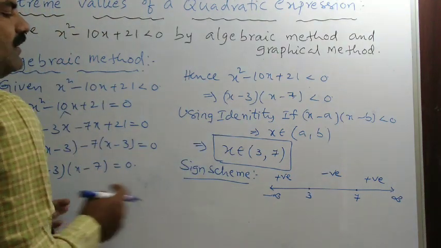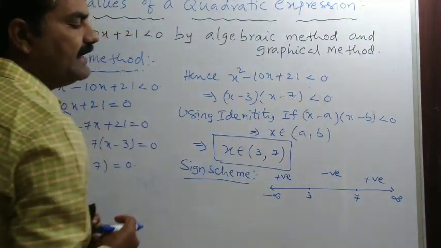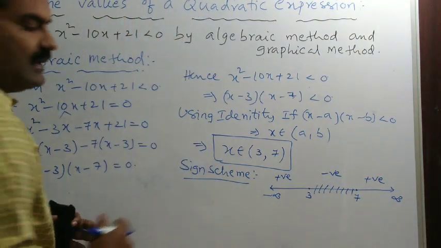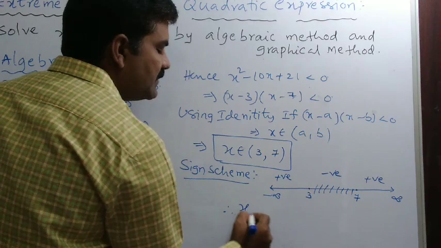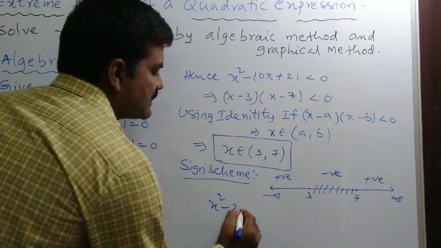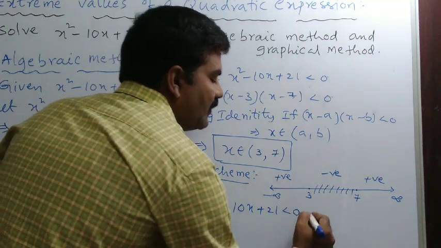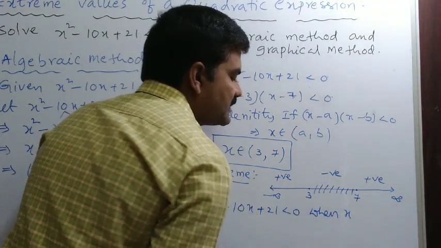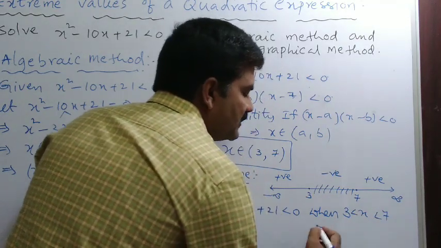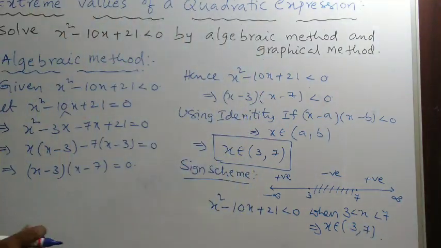Finally, now we require less than 0, I mean where it is negative. So clearly this is the region where it is negative. Hence I can say even from this sign scheme also, x square minus 10x plus 21 less than 0 when x lies between 3 and 7. This is what we can also write as x belongs to the open interval 3, 7.